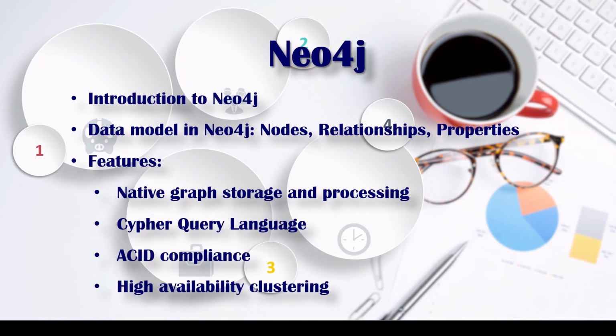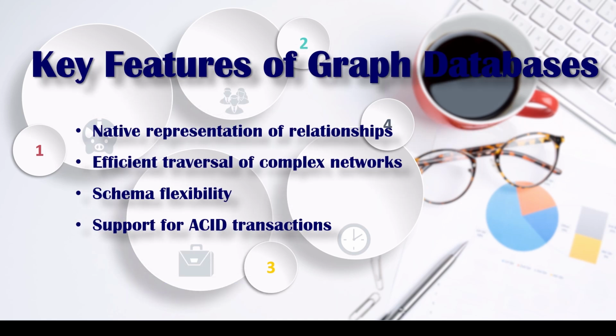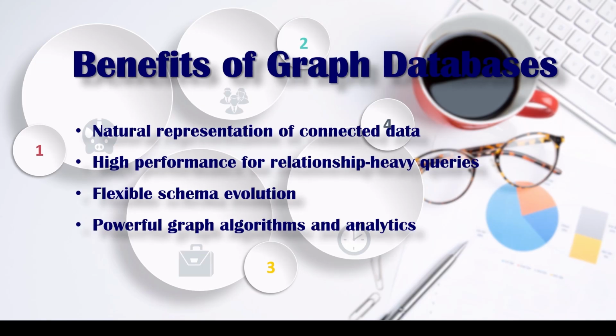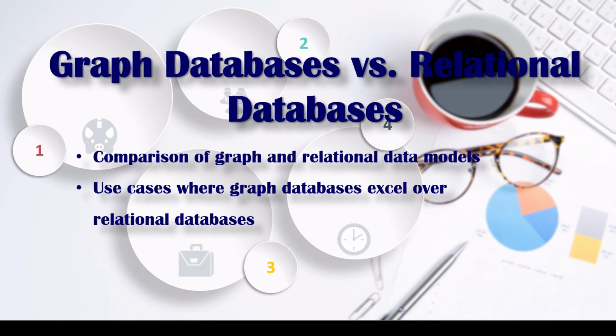Introduction to Neo4j. Data model in Neo4j: nodes, relationships, properties. Features: native graph storage and processing, Cypher query language, ACID compliance, high availability clustering. Benefits: native representation of relationships, efficient traversal of complex networks, schema flexibility, support for ACID transactions, natural representation of connected data, high performance for relationship-heavy queries, flexible schema evolution, powerful graph algorithms and analytics.